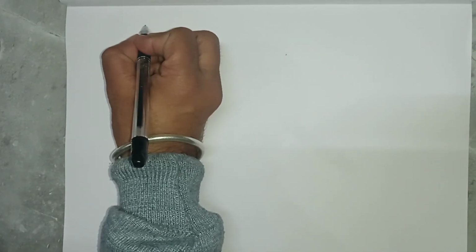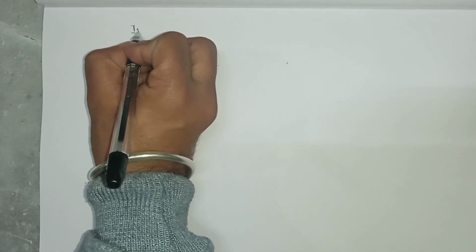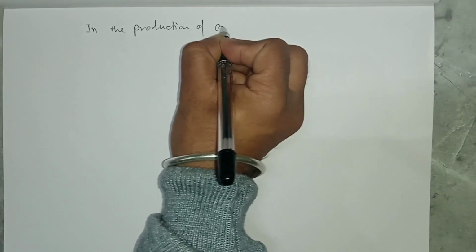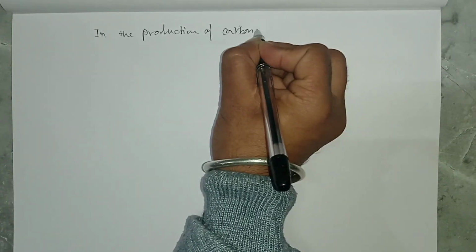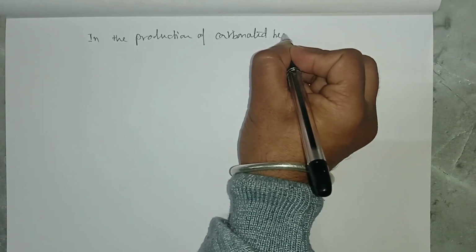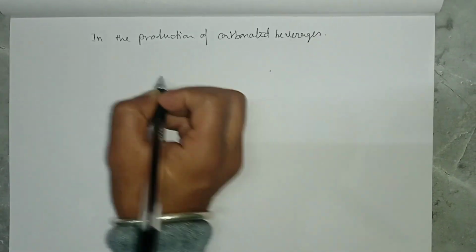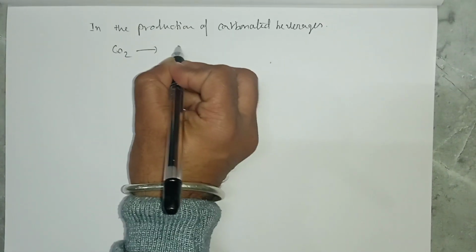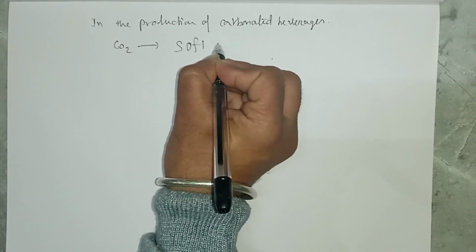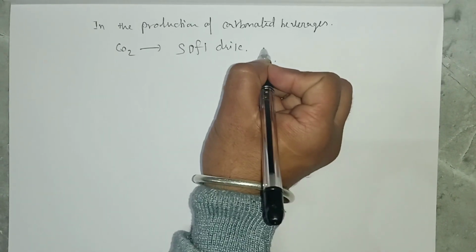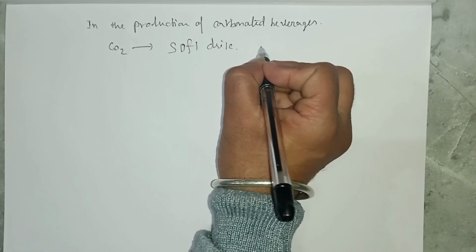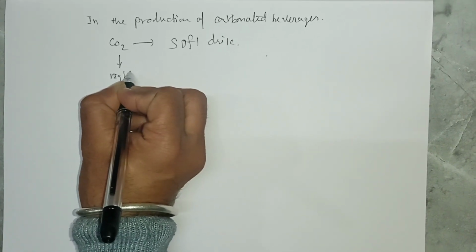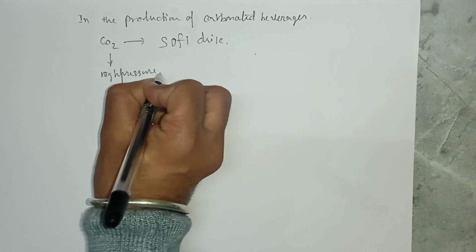Now another example of Henry's law is in the production of carbonated beverages, to increase the solubility of CO2 in soft drink, soda water, beer, champagne. The bottles are sealed under high pressure, right?